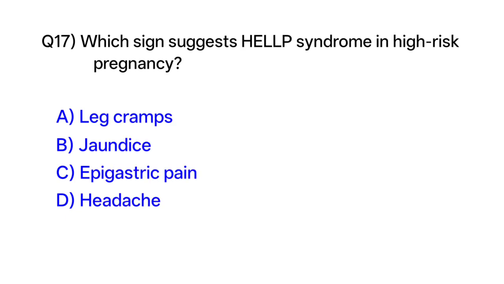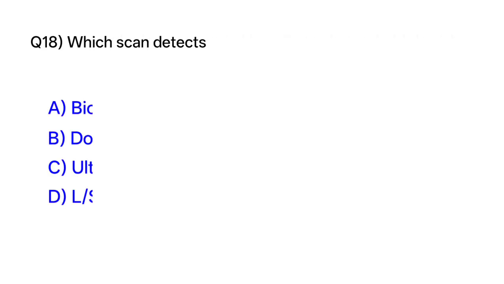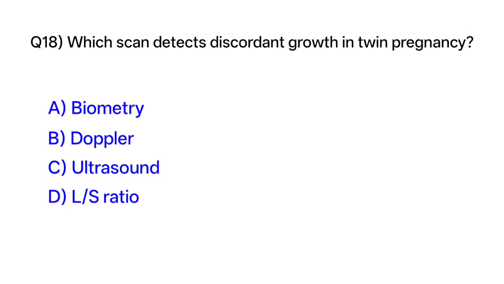Question number 17. Which signs suggest HELLP syndrome in high risk pregnancy? The correct option is C. Epigastric pain. Question number 18. Which scan detects discordant growth in twin pregnancy? The correct option is C. Ultrasound.